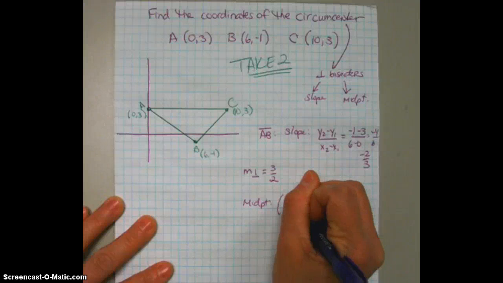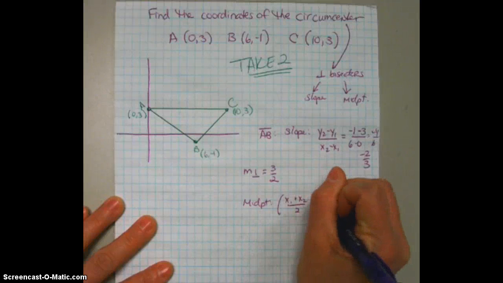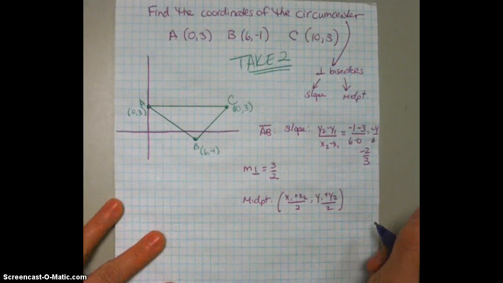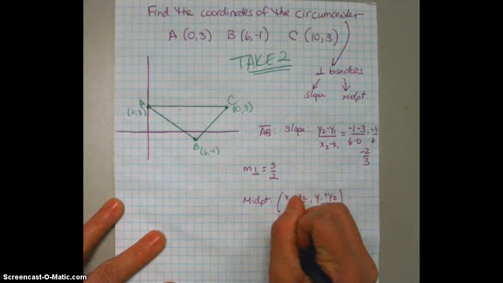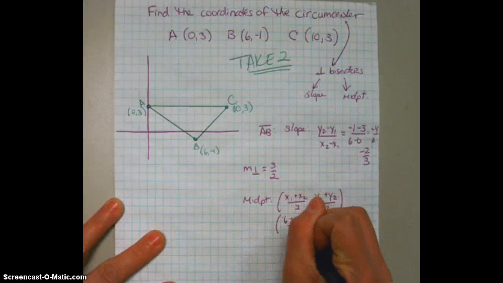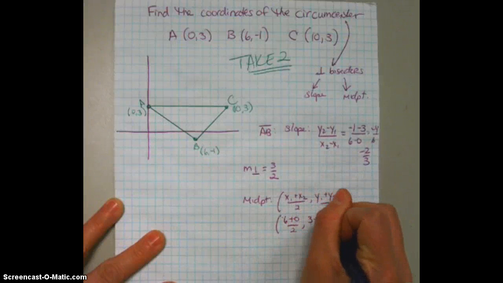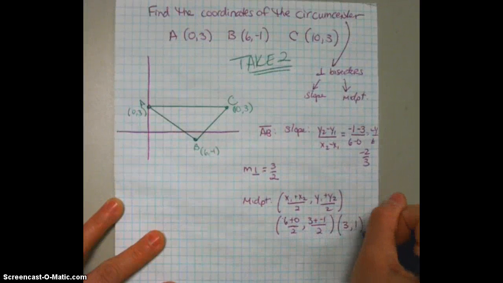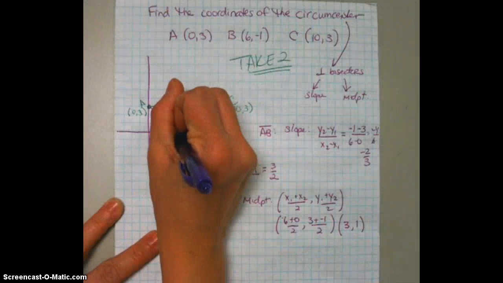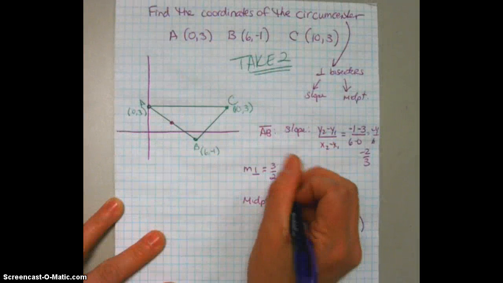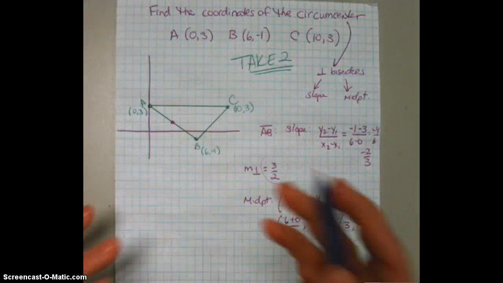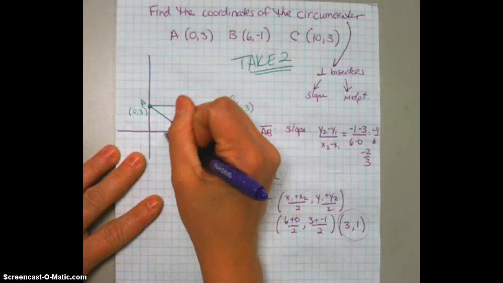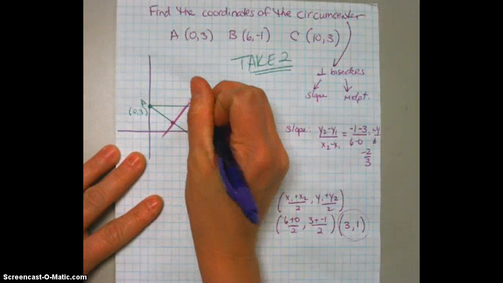So the midpoint, x1 plus x2 over 2, y1 plus y2 over 2. So substituting everything in, we're going to get 6 plus 0 over 2, comma 3 plus -1 over 2. And that's going to equal 3, comma 1. So our midpoint is right there, and it has a slope of 3/2. So we're really focusing, like I said, on those bisector lines, right? So if I were to think about drawing in that perpendicular bisector, it looks like that.